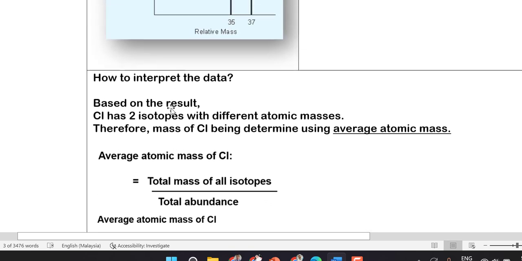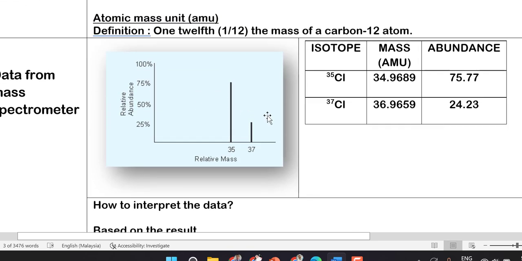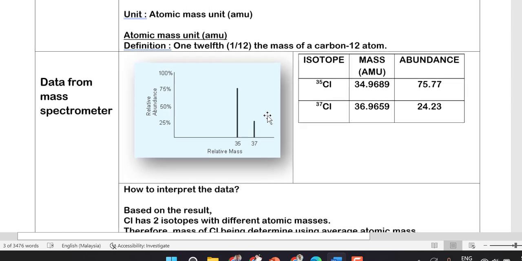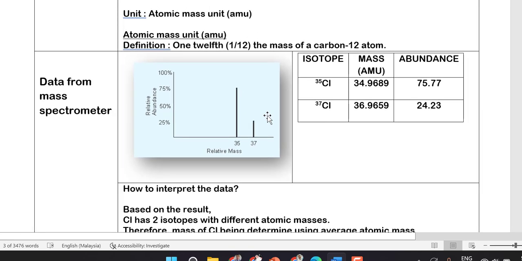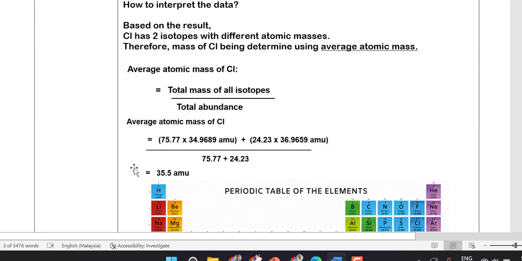Because we know that chlorine has two different masses. So dalam calculation kita tak boleh guna sekejap guna 35, sekejap guna 37, tak boleh. So kita kena guna this value, the average atomic mass of chlorine. Okay.